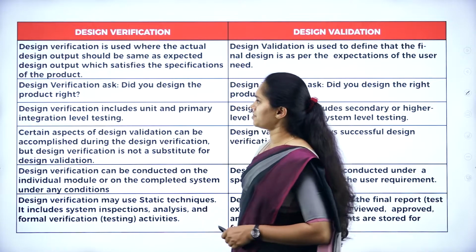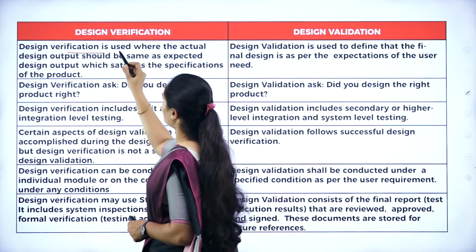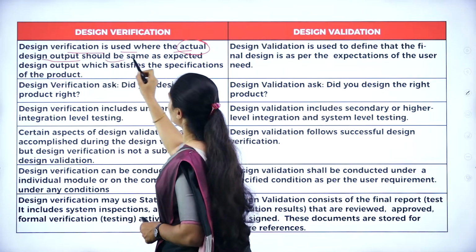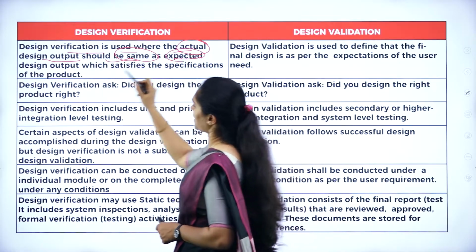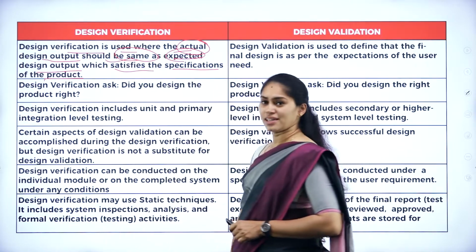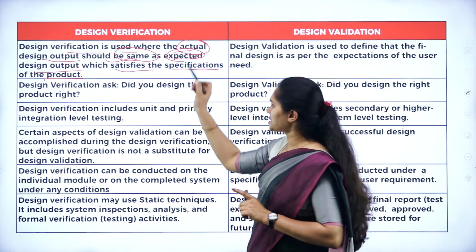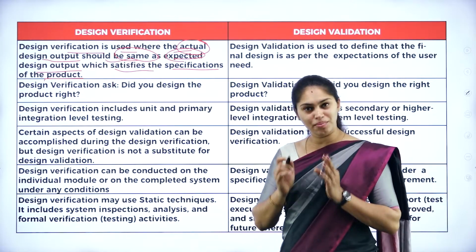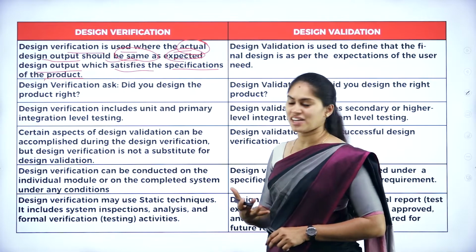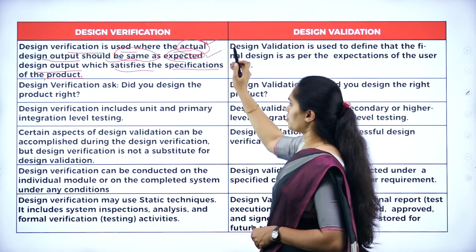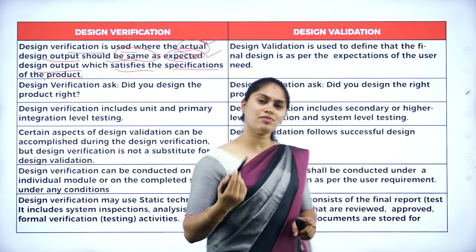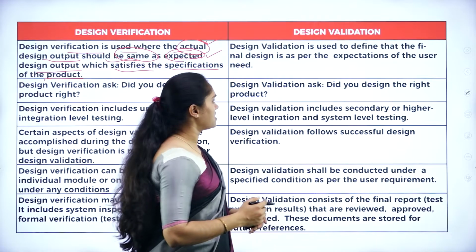Now we'll see the first difference. Design verification is used where the actual design output should be the same as the expected design output, which satisfies the specification of the product. Here, expectation versus reality should be the same in verification. So we are making a comparison between the actual design output and the expected design output. Both must be the same.